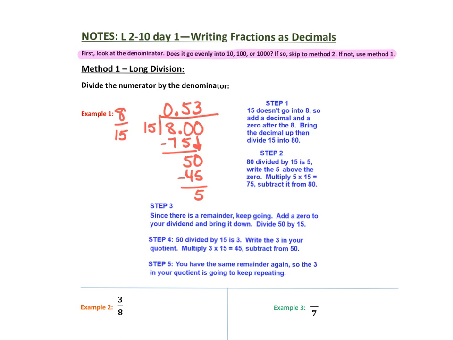So now I'm going to add another 0 and bring it down. And again, we have 50. 15 into 50 is 3. 3 times 15 is 45. Subtract, bringing it 5. So now you've noticed we keep getting the same remainder. So that means the 3 up top is going to keep repeating. So our answer is going to be 0.53 with a line over the 3. That tells us that the 3 is repeating.